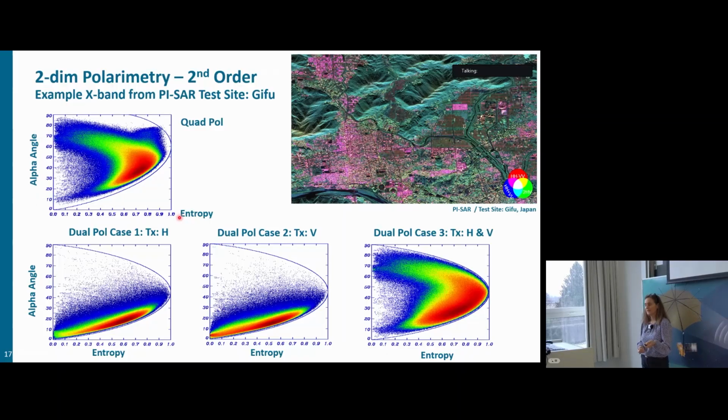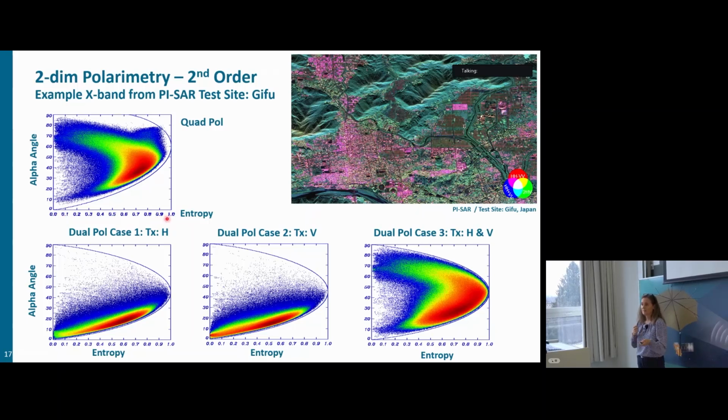Do you remember, entropy is the scattering contributions. So if you have low entropy, only one dominant scatterer. If you have high entropy, 3 dominant scatterers. If you have a low alpha angle, it means you have surface scattering. Medium is more this volume dipole scattering. And if you go up, it's a dihedral scattering, right? So that's in principle the category.